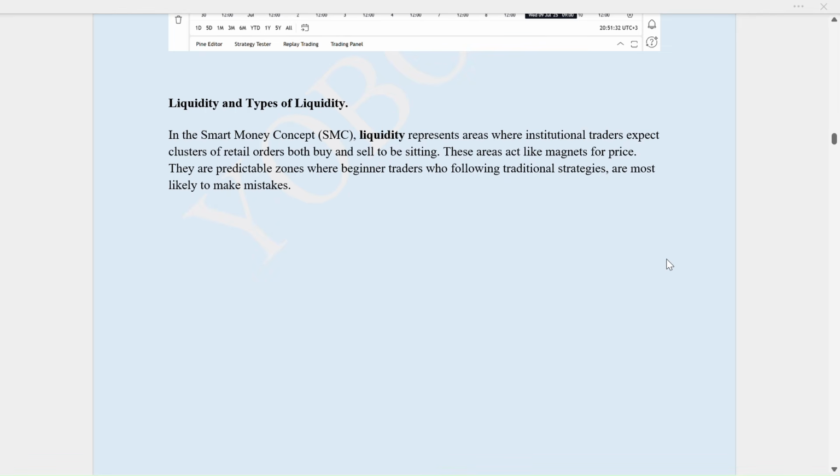In the smart money concept, the SMC, liquidity represents areas where institutional traders expect clusters of retail orders, both buy and sell, to be sitting. These areas act like magnets for price. They are predictable zones where beginner traders who follow traditional strategies are most likely to make mistakes.